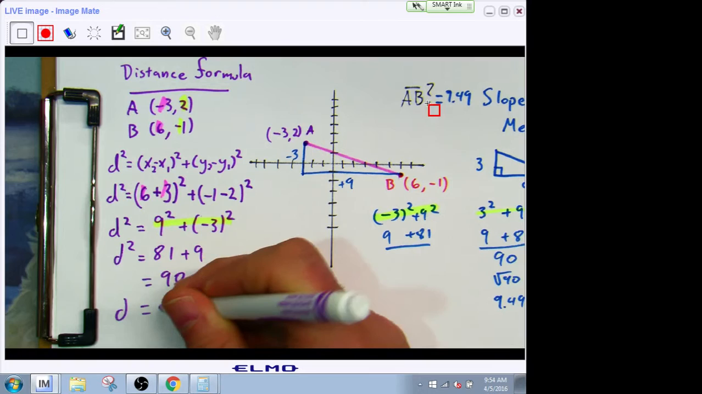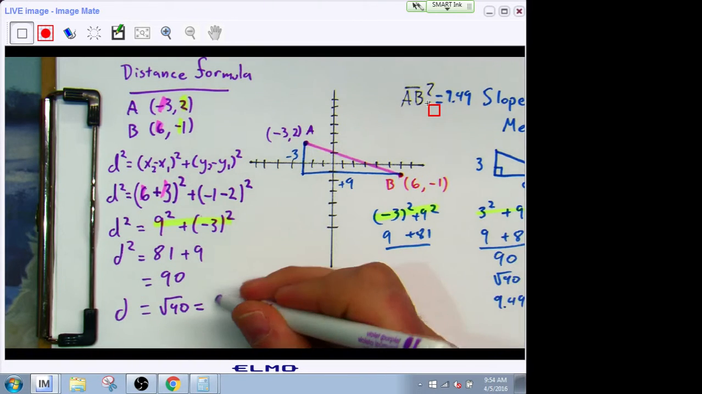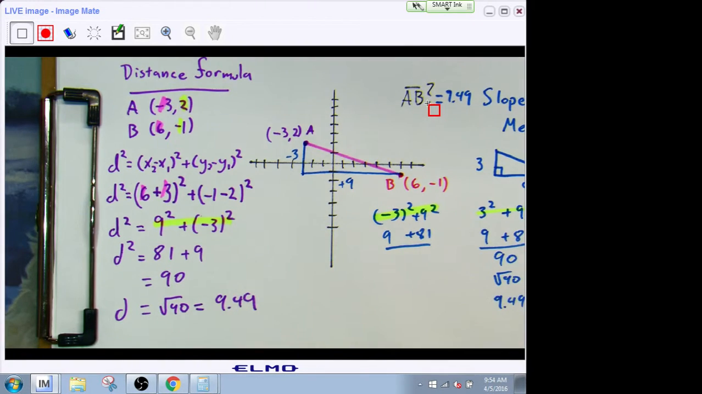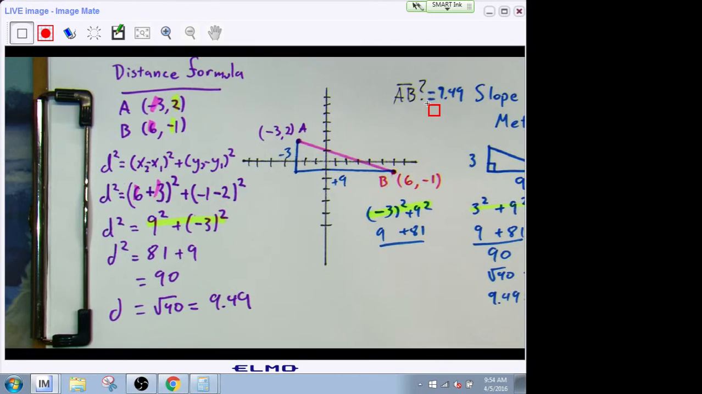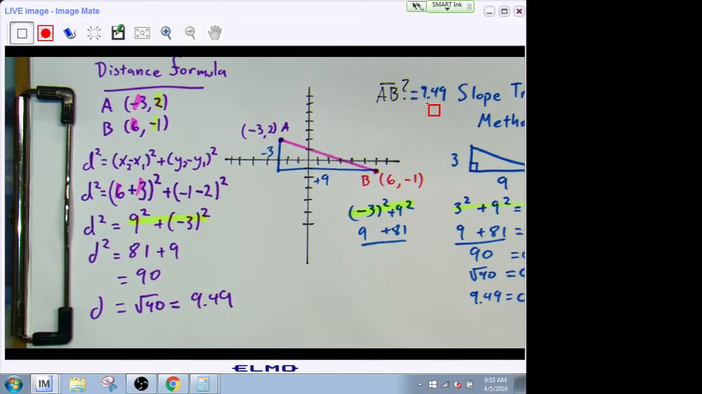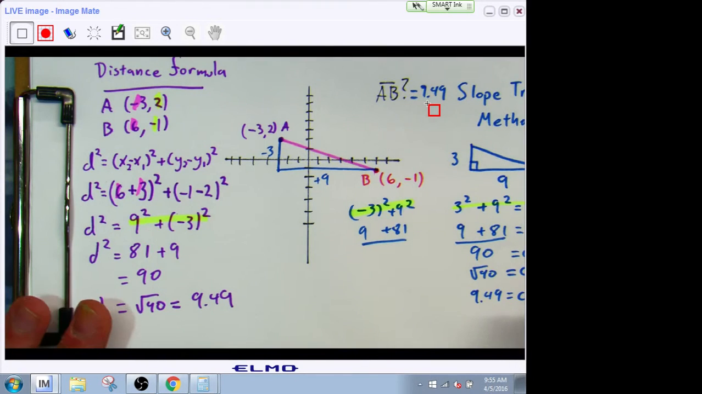So d equals the root of 90, which is roughly 9.49, just like we found out before. You know, both paths lead you to victory, okay? Whether you walk to the grocery store, whether you get on the bus and go to the grocery store, whether you fly to the grocery store, you're going to the grocery store. You get there. You get the answer. It doesn't matter which path you choose, but you got to make sure you're choosing a path. Okay? So that is all of that.